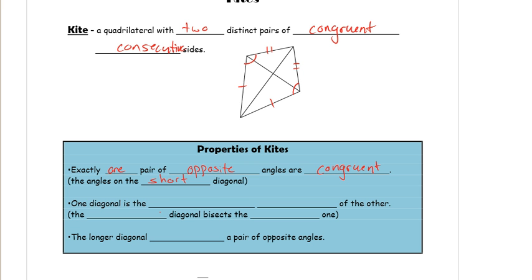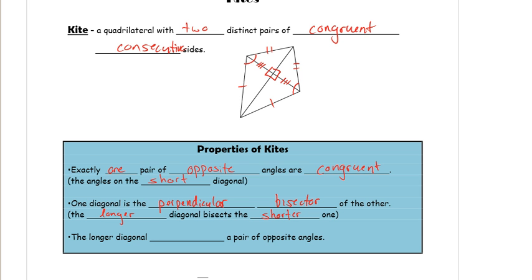One diagonal is the perpendicular bisector of the other. The longer one is perpendicular to the shorter one, so we know that we have a bunch of right angles here, and it also cuts it in half, so I guess I need to use 3 now. So again, the longer diagonal bisects the shorter one, and you can kind of see how that happens.